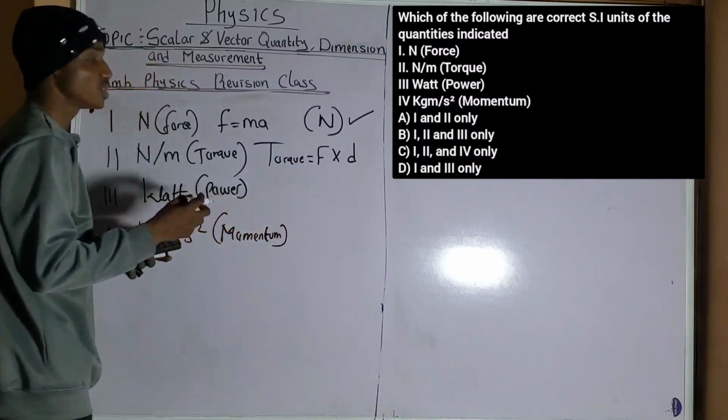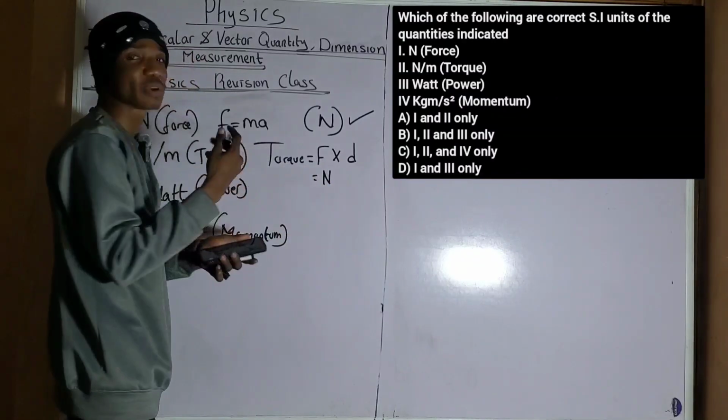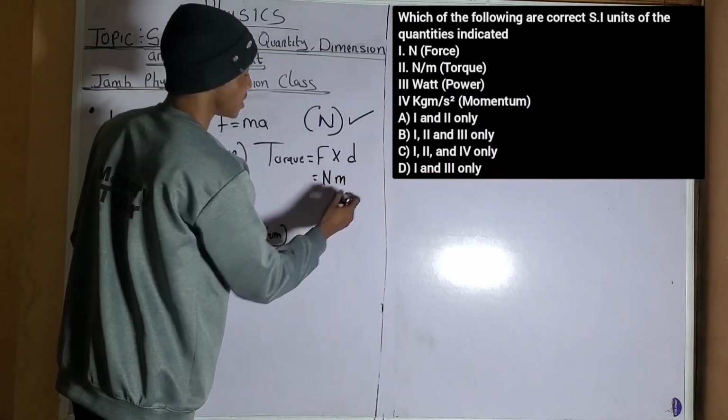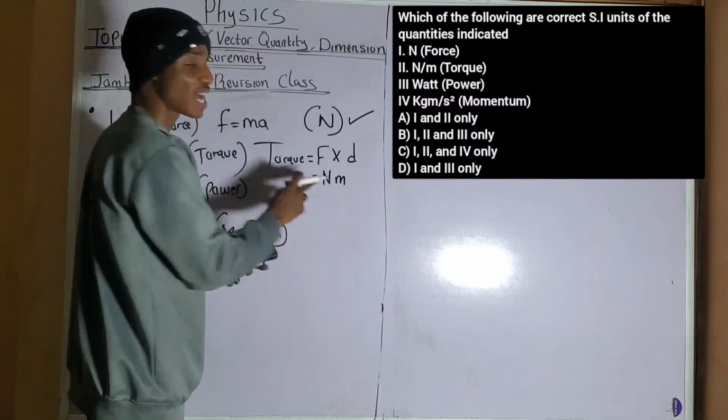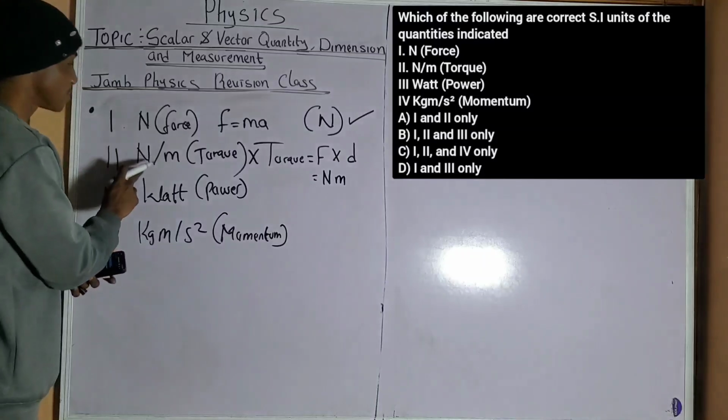So now the unit of force is what? Newton, right? The unit of force is Newton and distance is measured in meter. So the correct unit is supposed to be Newton meter. Do you understand? So therefore, this is wrong. Are you getting it? Newton per meter is wrong.